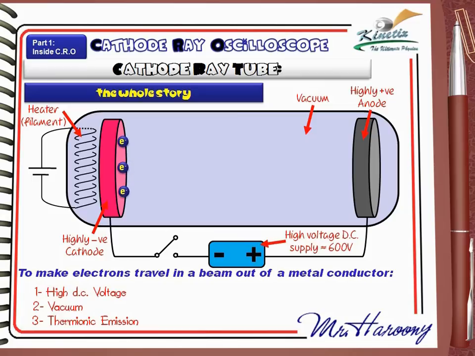During thermionic emission, electrons are released a little from the surface of the heated metallic cathode. If the high voltage DC supply is now connected, in the presence of the vacuum and the heated cathode, electrons are completely released from the cathode, attracted and accelerated towards the anode. Now we got a beam of electrons moving in vacuum out of the conducting material.